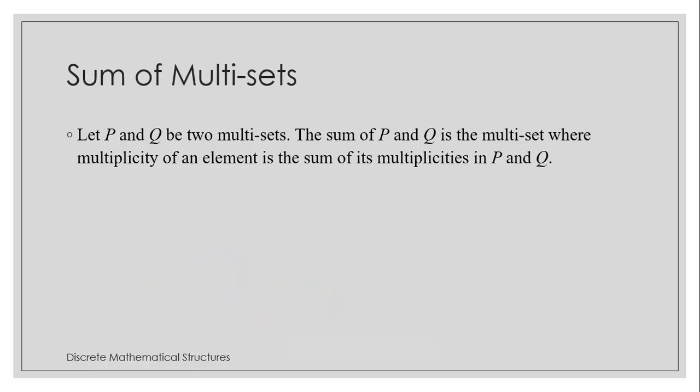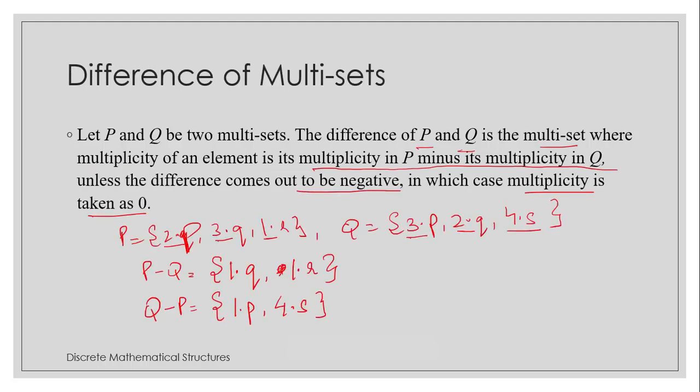Now, sum of multisets. The sum of P and Q is the multiset where the multiplicity of an element is the sum of its multiplicities in P and Q. So taking the same example, P plus Q will be simply the addition of the multiplicities. 2 plus 3, 5 dot P, 5 dot Q, 1 plus 0, so 1 dot R, and 4 dot S. This is the answer for P plus Q.